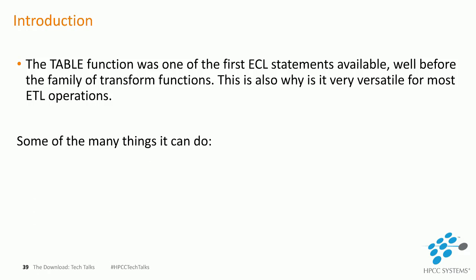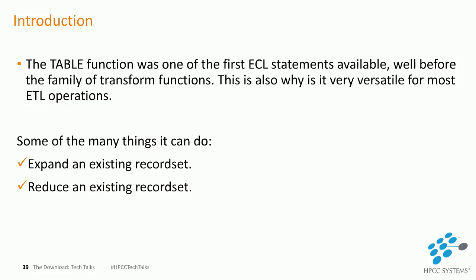In summary, of the many things it can do, I'm just going to highlight the 4 really big ones. Table can be used to expand an existing record set, taking a record set of fields and adding new fields to add more value to the data you're already working with. The second use is reducing. One of our fundamentals of ETL is to work only on the data that you need. So a table is a great way of reducing a record set from, say, 20 fields into maybe 10 fields that are only important to you.